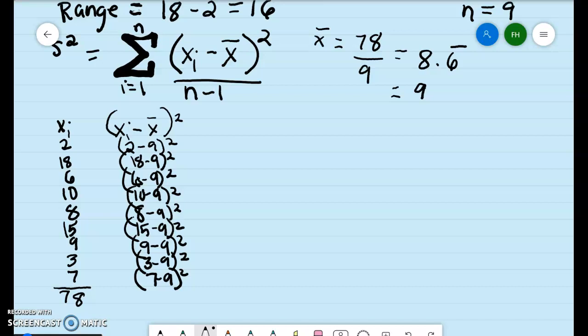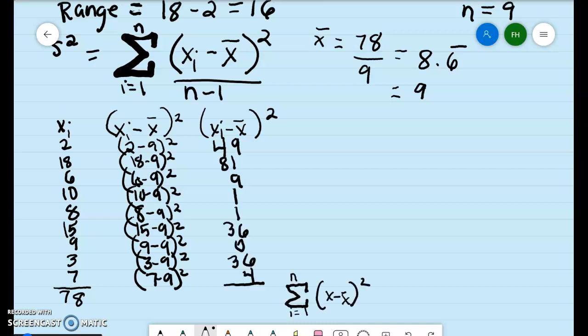So, for example, 2 minus 9 would be -7, but when we square -7, we get 49. So in this column is our answer to this. So 18 minus 9 is 9, and 9 squared is 81. 6 minus 9 is -3, and -3 squared is 9. I'm going to pause it and finish the rest of this column.